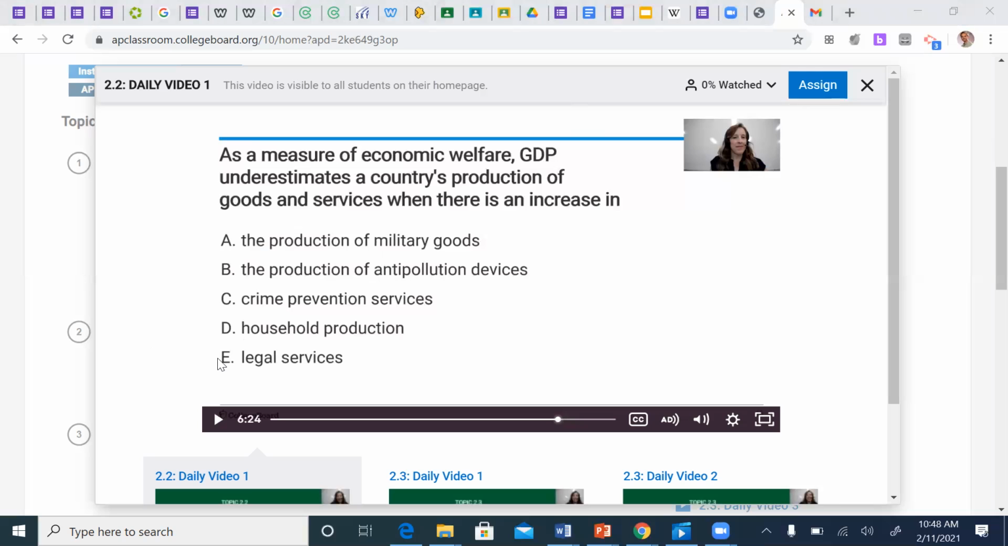Yeah, so D, because technically legal services are measured. I know we said divorce is not measured, but divorce specifically, people can have legal services for all kinds of different things. So divorce is technically measured in the GDP, but it's just lumped into legal services. But household production is not.